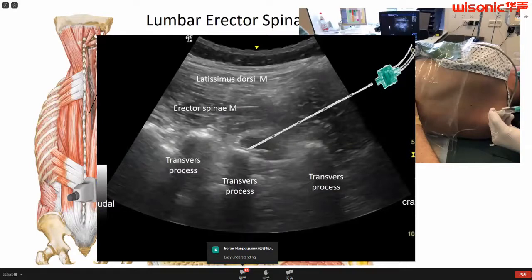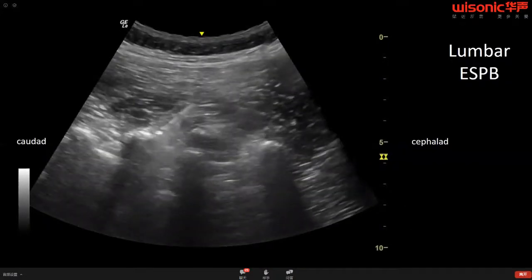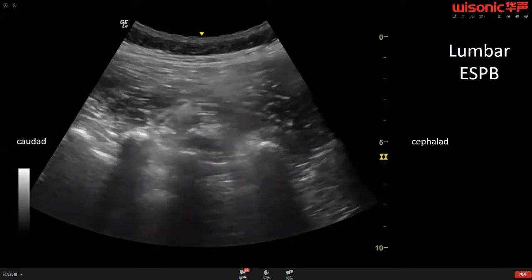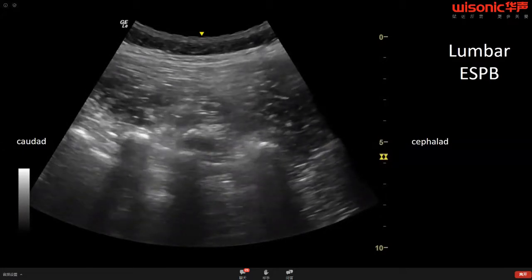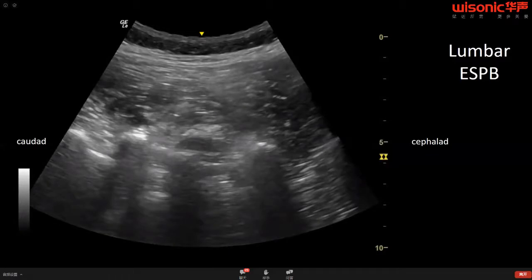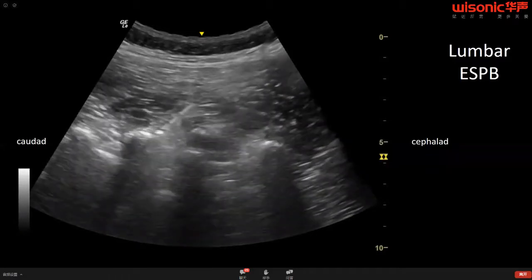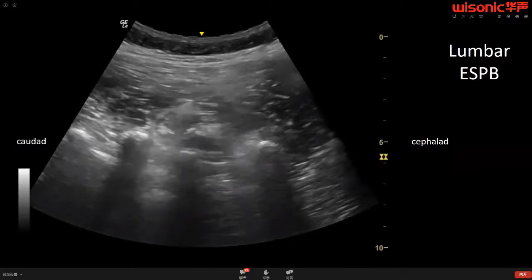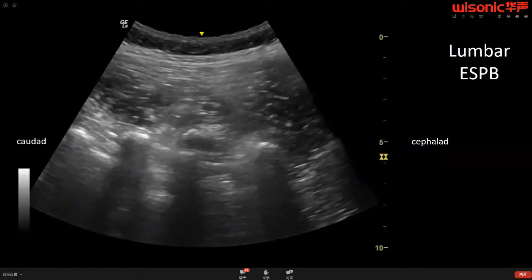It's the same position of the probe that you also use for the lumbar plexus block when you do the so-called trident technique. You can see here the transverse processes, and the needle is advanced through the latissimus dorsi muscle and the erector spinae. This is the video of a lumbar erector spinae plane block. You can see the tip of the needle is in contact with the transverse process, and then local anesthetic is injected. And it's not so clear, as you have seen in the thoracic area, that the erector spinae muscle is lifted up.